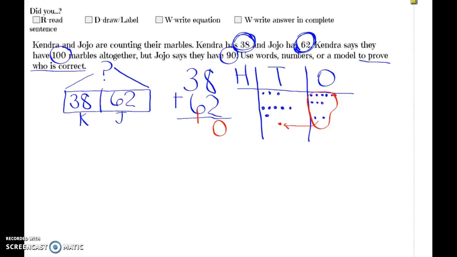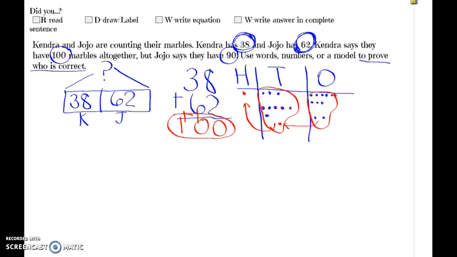Now we're going to add the tens place. So I've got 3 tens plus 6 tens. 1 10, 2 10, 3 10, 4 10, 5 10, 6 10, 7 10, 8 10, 9 10. With one more makes 10 tens. And I know I can bundle 10 tens to make a 100. And that will leave me with 0 tens and 1 new unit in the hundreds place. And then I'm going to add the 1 to the hundreds place. And that's going to give me 100.